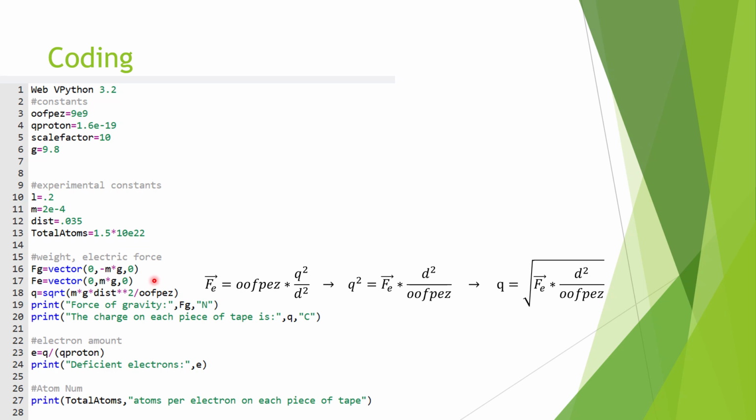And the force of gravity, which is negative mass times a grav, the force of electricity, which is the opposite of the gravity, and then the charge is found using the formula, Coulomb's law, and then getting Q by itself, and then printed off the grav forces, and the electron amount, or the electrons lost, was found by the charge divided by the charge of a singular proton.